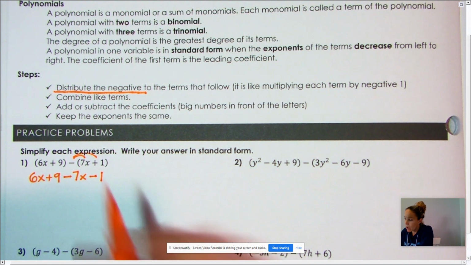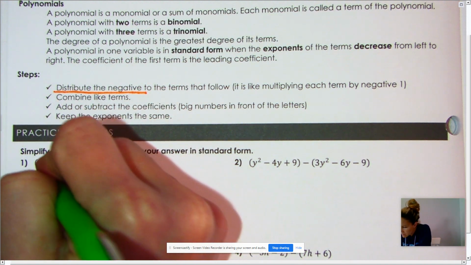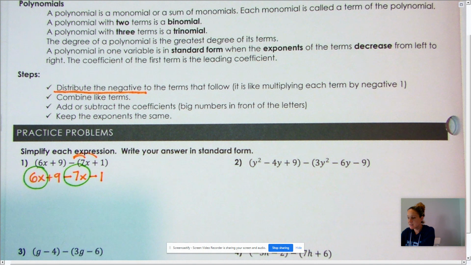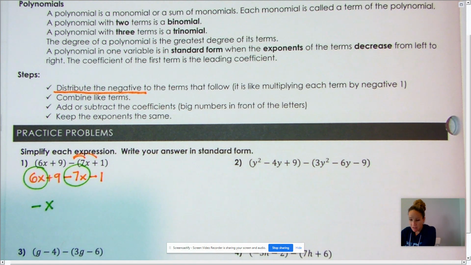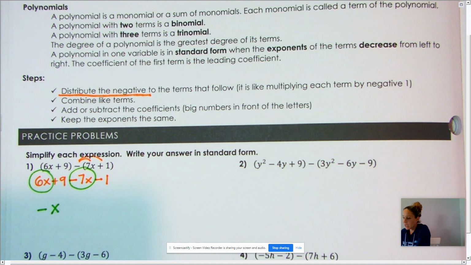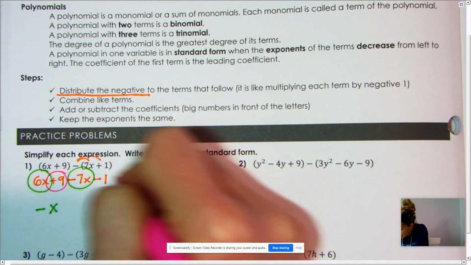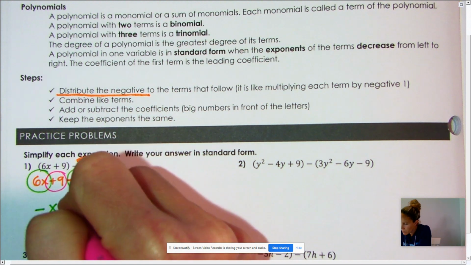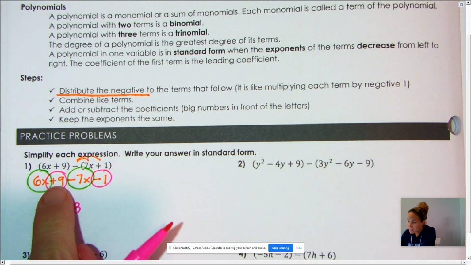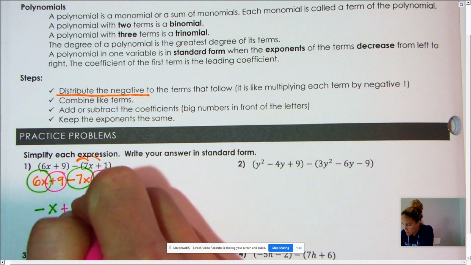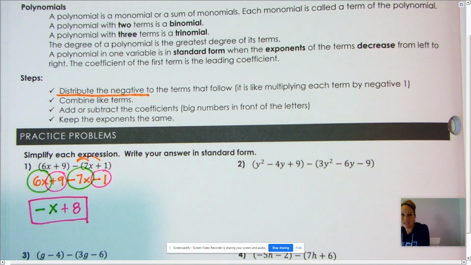Now we're going to put like terms together. So I'm going to say, well, 6x and take away 7x. Remember, positives and negatives cancel each other out. If I have 7 negatives and only 6 positives, there's more negatives and there's 1 extra. So this would be a negative x. And then if I look at my constants, I've got a +9 and a take away 1, that would leave me with a +8. You just go 9 minus 1 is 8. But we need to make sure that we keep the sign of whatever there's more of. So this would be our answer in standard form.